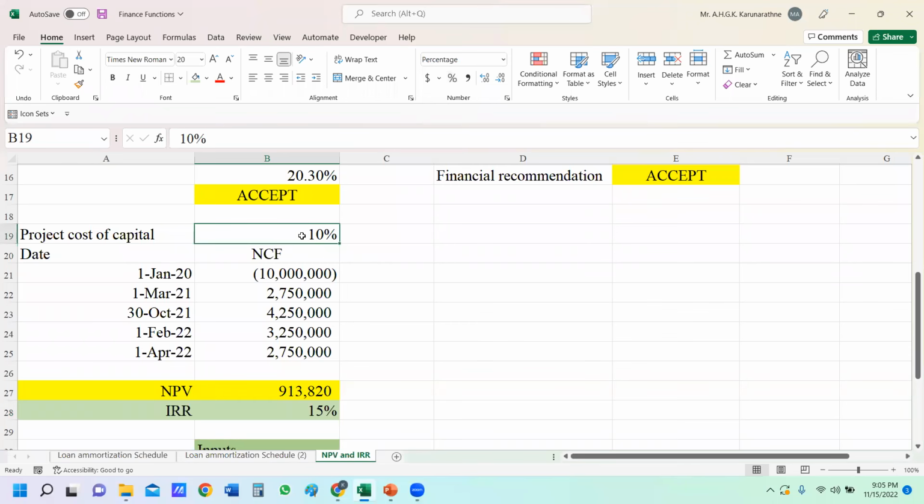So you can see required rate 10%, project 15%. So that's why it creates this much wealth, giving more return than required. So accordingly, this is how IRR is computed for projects having irregular cash flows.